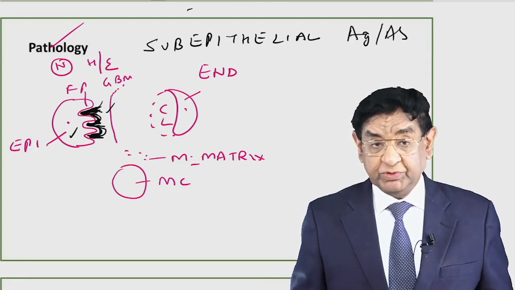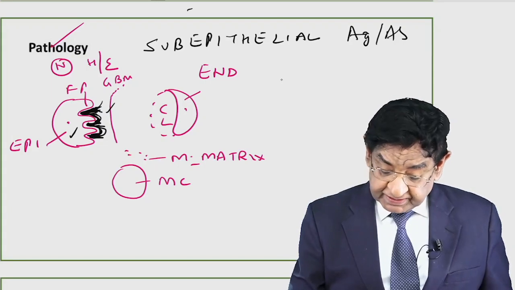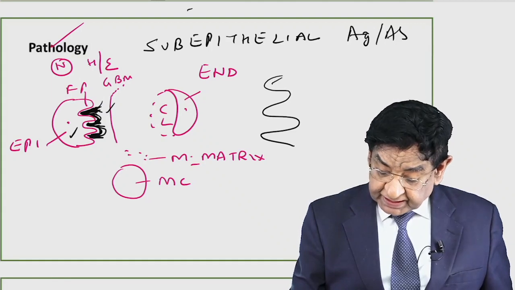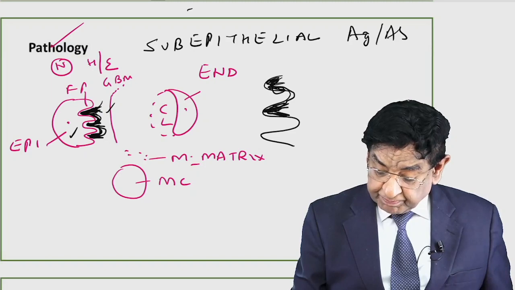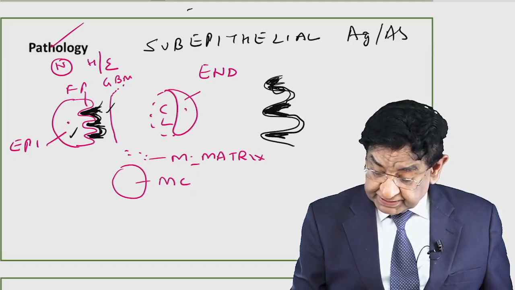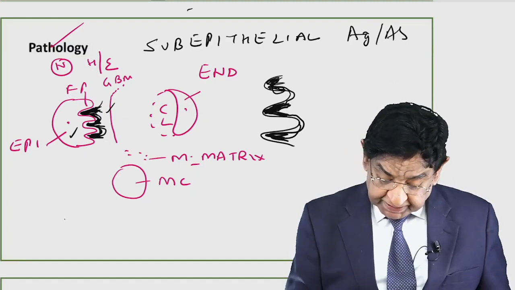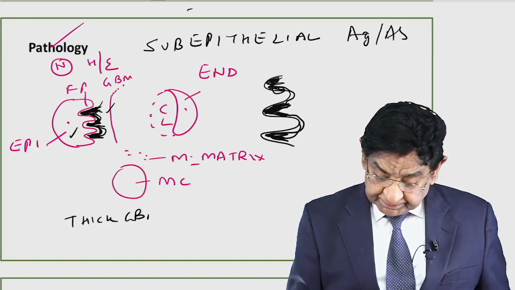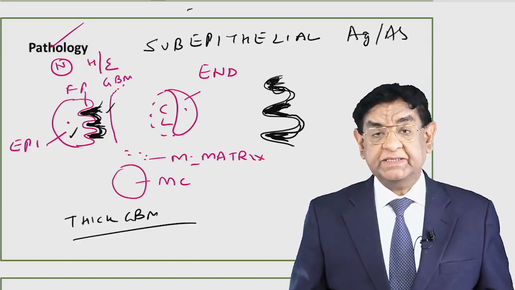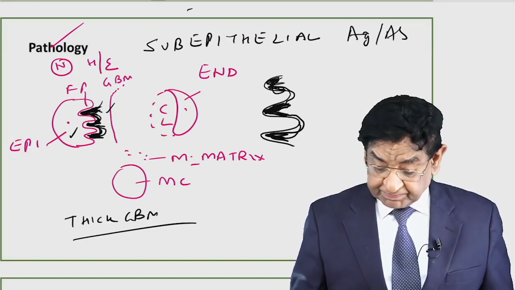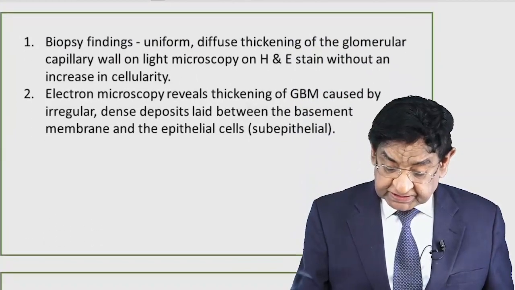And one thing you must have noticed, the deposits, if you look under the black, they are like this. This is the so-called spike and dome pattern. It's classical, that you can appreciate. And that leads to a thick basement membrane. Thickening of the GBM occurs. That's a classical feature. I hope you understood the basic concept about pathology. With this, let's talk more.